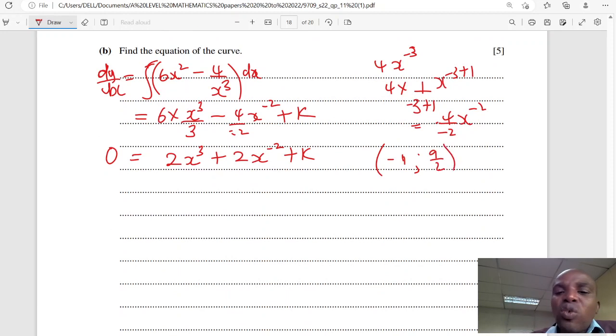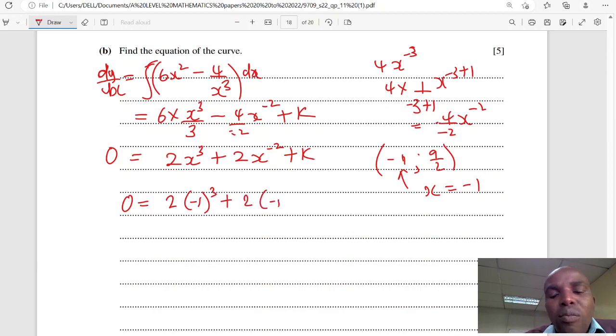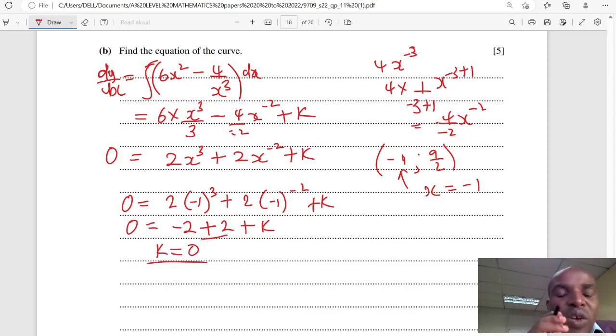So you put x equals minus 1. This one is the value of x. x equals minus 1 to find the value of k. So it will be 0 is equal to 2 times minus 1 cubed plus 2 times minus 1 to the power minus 2 plus k. Simplifying this part, you get 0 is equal to minus 2, then plus 2 plus k. So this will be 0. So you just get k is equal to 0.